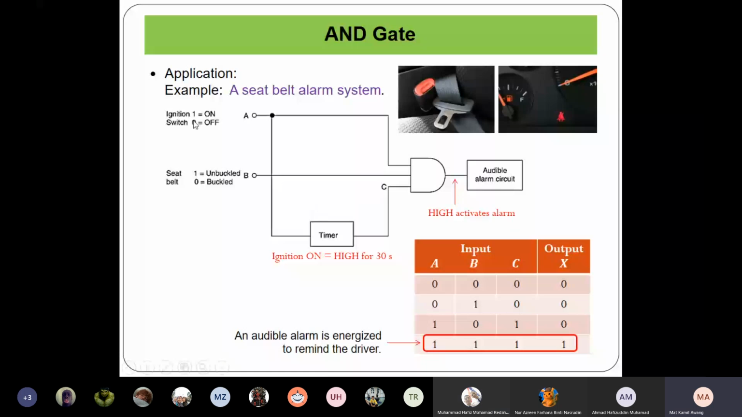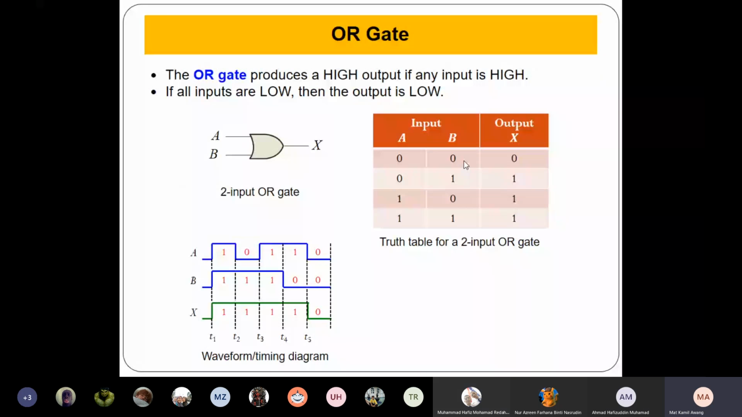So this is the design. Basically, the ignition must be on, and the seatbelt is unbuckled, and the timer is on for 30 seconds, then the seatbelt alarm is on. If not, it is off. So this is an example of the implementation of the logic using the AND gates. Right? Clear? Yes, sir. Understand?